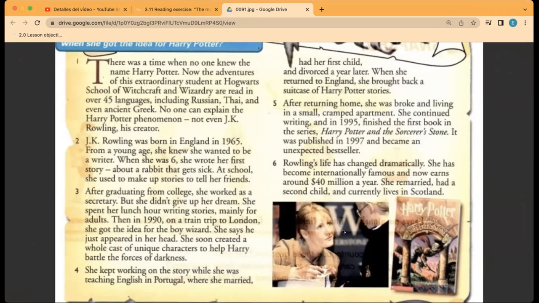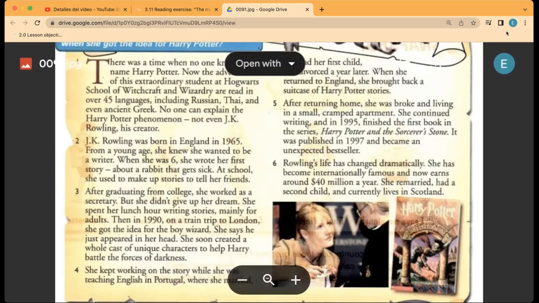Okay. Good. Paragraph number 5. After returning home, she was broke and living in a small, cramped apartment. She continued writing and in 1995 finished the first book in the series, Harry Potter and the Sorcerer's Stone. It was published in 1997 and became an unexpected bestseller. Great. And the last paragraph. Rowling's life has changed dramatically. She has become internationally famous and now earns around 14 million a year. She remarried, had a second child, and currently lives in Scotland. Great. Thank you very much.